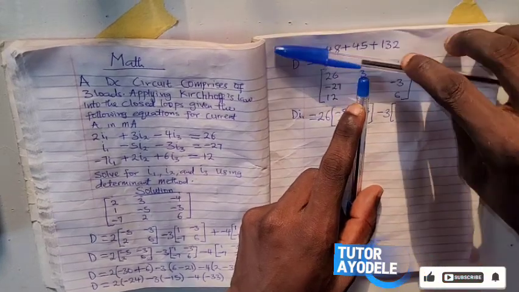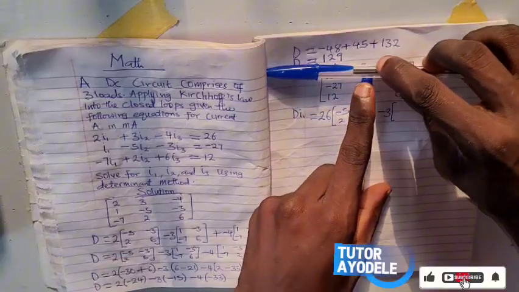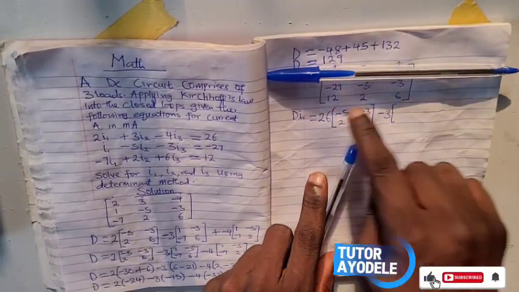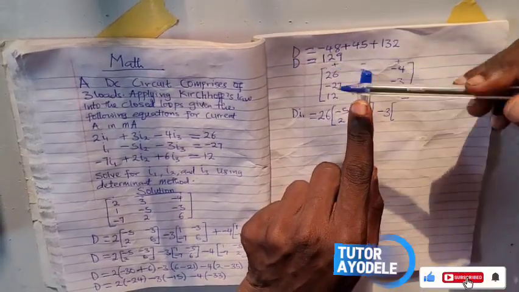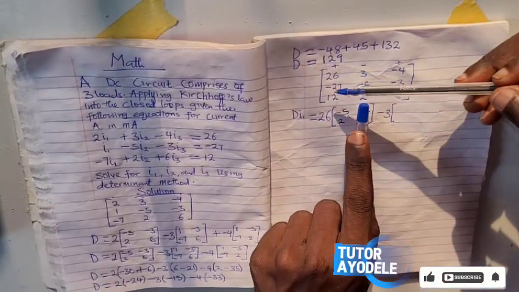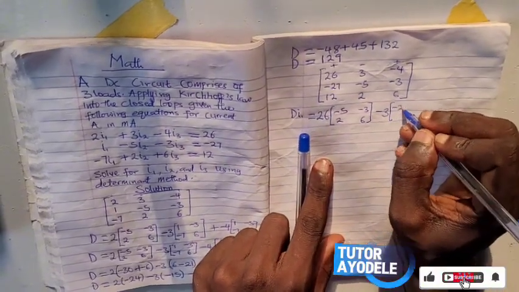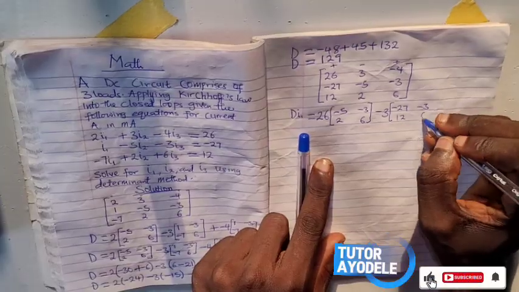That is the point where my two pens join together. This pen and this pen, they meet here. So when I cover this row and this column, I'll be left with this, and this. That is, I'll be left with what? If I cover this row, everything here, and this row, I'll be left with minus 27, minus 3, 12, 6.